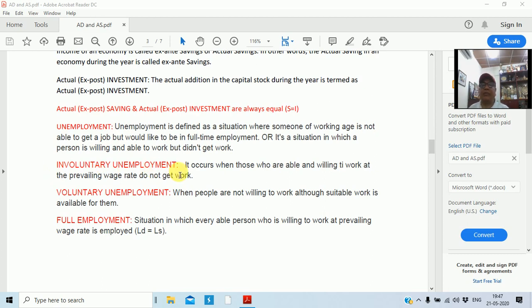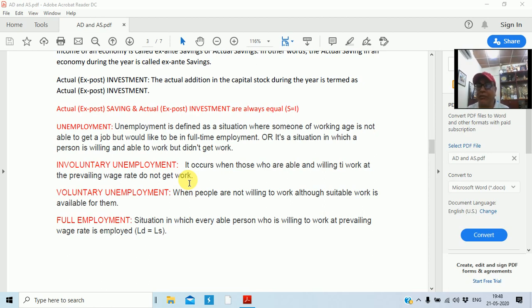Involuntary unemployment. Involuntary unemployment occurs when those who are able and willing to work at the prevailing wage rate do not get work. So it means they are unemployed not by wish. They are unemployed because at the existing wage rate, the jobs are not available. People are ready to work. They are ready to work at the existing wage rate. But if they are not getting work, that is called involuntary unemployment, which is a serious economic crisis for an economy.